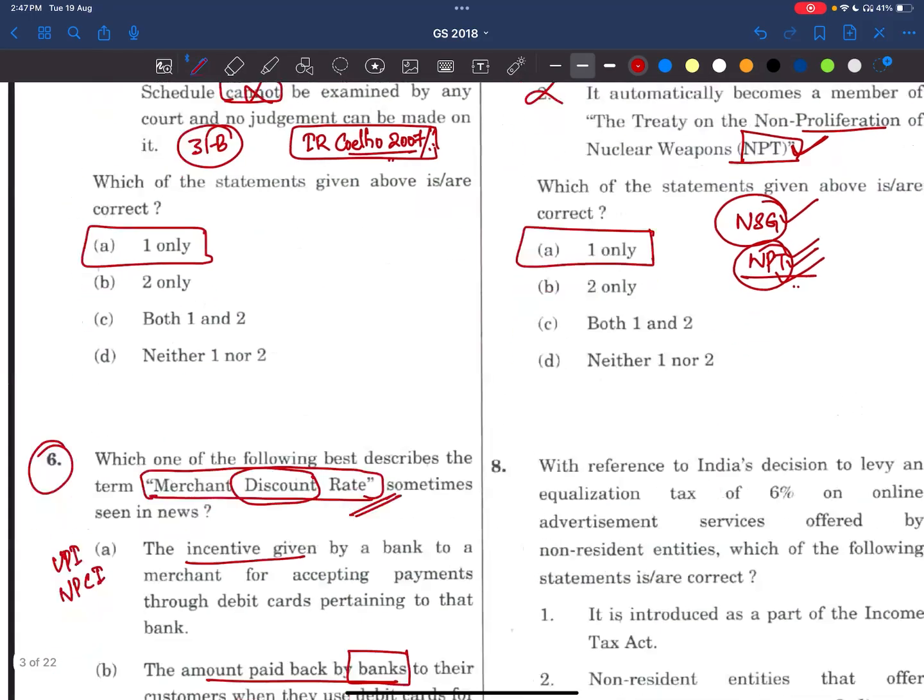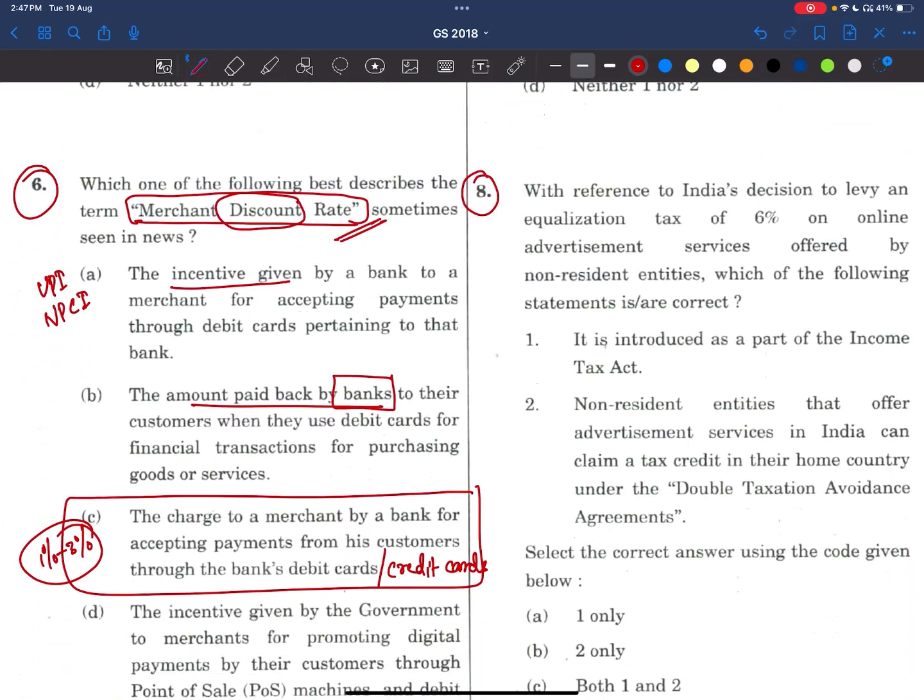Now, coming to 8th question. With reference to India's decision to levy an equalization tax of 6% on online advertisement services offered by non-resident entities, which of the following statements are correct? See here, friends, during the recent developments, by April 2025, there is no equalization tax levied on the online merchants at present. After April 2025, there is no equalization tax levied. It is abolished completely. So this question is not relevant now, but we should know what is equalization levy.